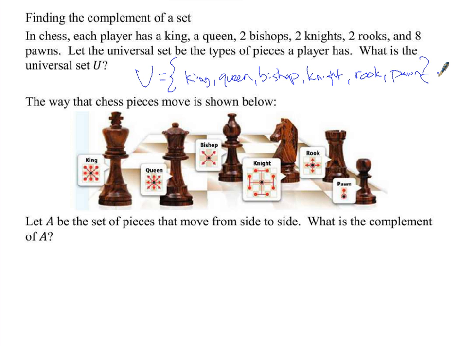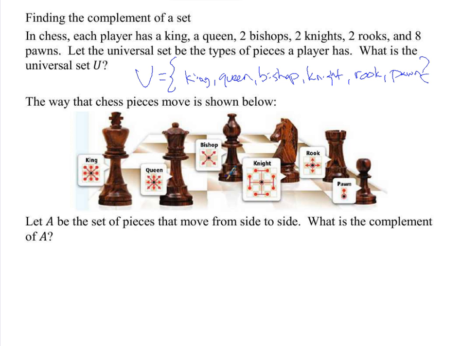The way that the chess pieces move is like this. A king can move in any direction as long as he only moves 1 square. So he can go diagonally, horizontally, or vertically, but only 1 square at a time. The queen is very similar to the king. She can move in any direction she wants, except she can go as far as she wants. She can go 1 square, or all the way across the board.